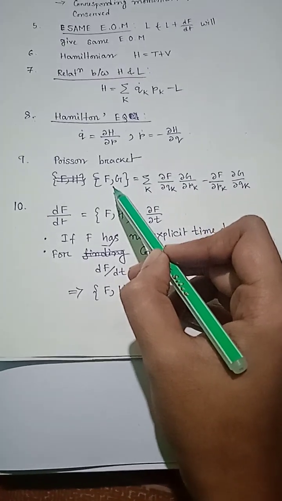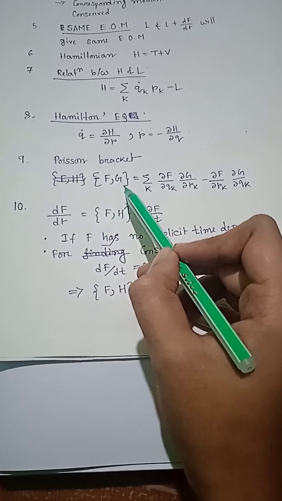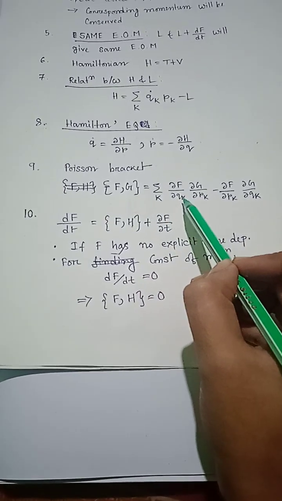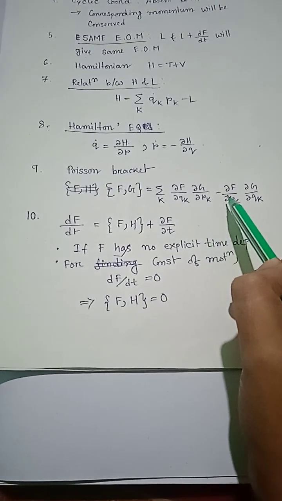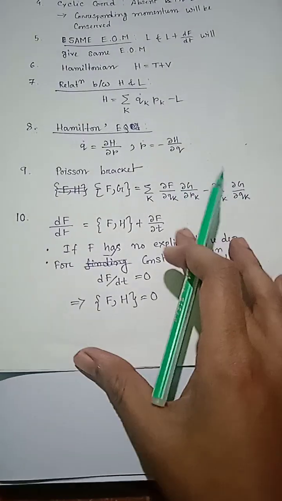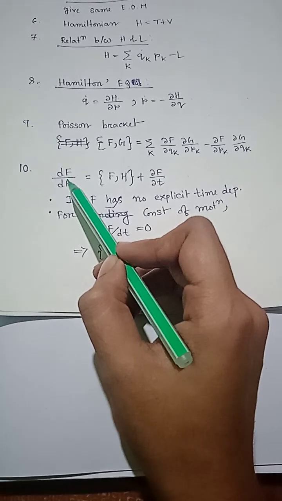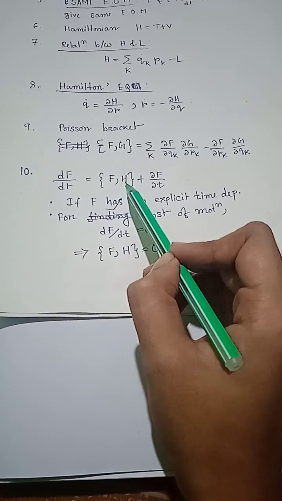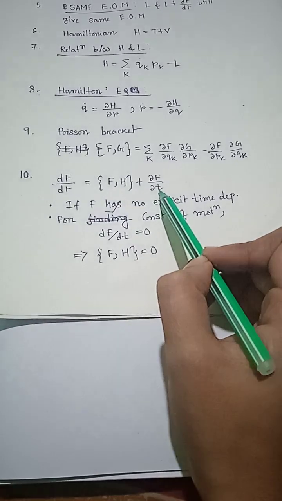Look, if I have two dynamical variables f and g, I want to find their Poisson bracket. It is defined as sum over k of del f by del qk times del g by del pk minus del f by del pk times del g by del qk. There is a very important formula. Total derivative of f equals Poisson bracket of f with Hamiltonian plus partial derivative of f with respect to t.